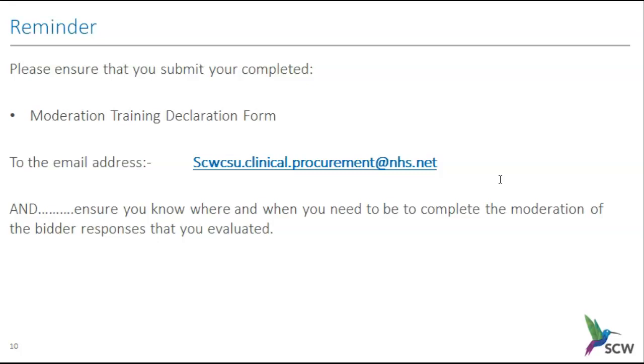To confirm you're aware of what is required and expected of you within the moderation process, please complete and return the Moderation Training Declaration form to the SCW team via the noted email address, and make sure you know where and when you need to be to complete the moderation of the bidder responses that you have evaluated. If you're not sure of this, then please contact your project lead.